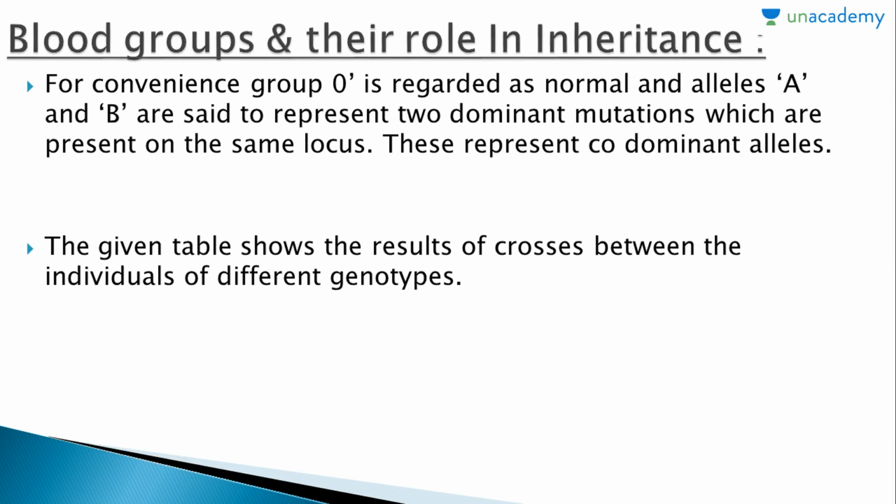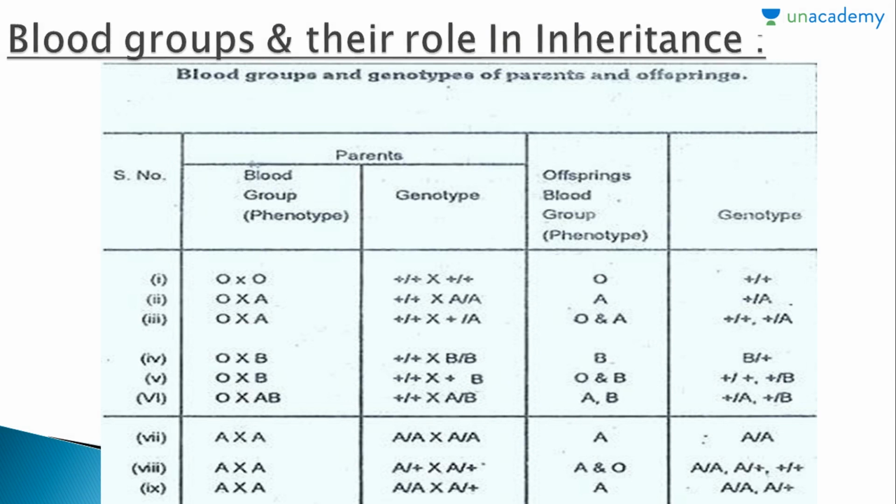For convenience, group O is regarded as normal, and alleles A and B are said to represent the two dominant mutations which are present on the same locus. These represent co-dominant alleles. The given table shows the result of crosses between individuals of different genotypes. This is a very important table. You should carefully understand and thoroughly examine this table.